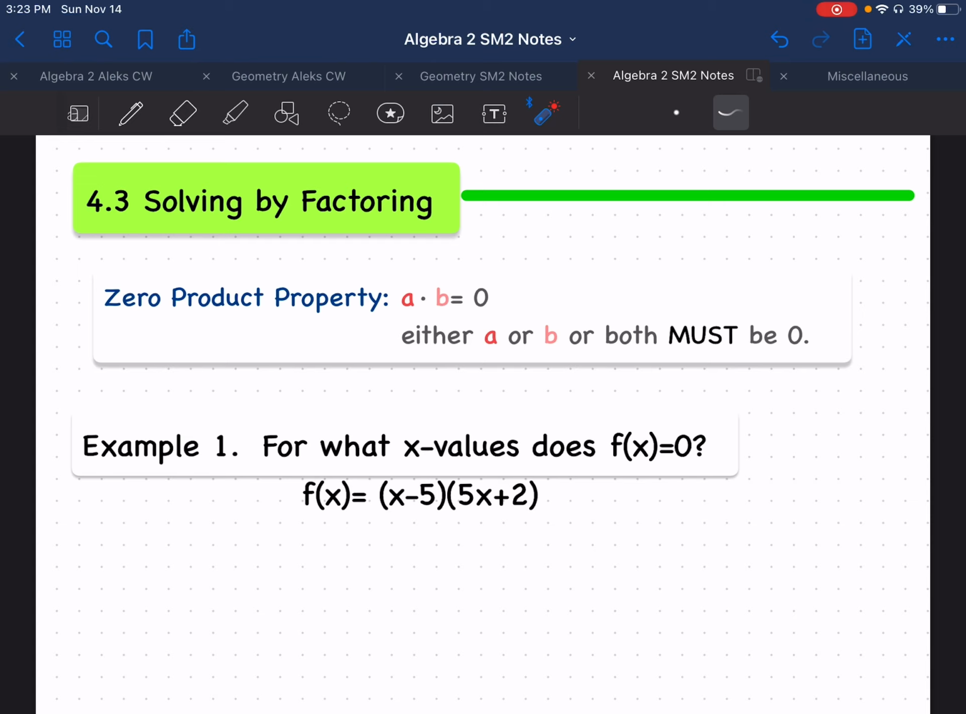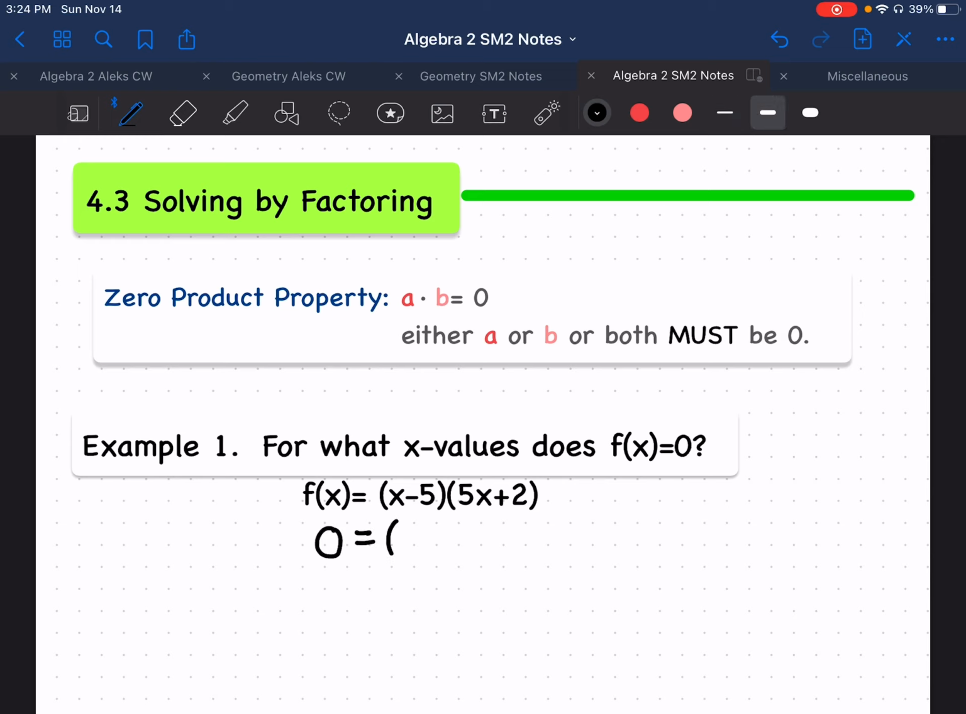Think about it. 5 times 0 is 0. 0 times 5 is 0. And of course, 0 times 0 is 0. Let's take a look at our first example. For what x values does f of x equal 0? I'm going to apply the zero product property to this by taking f of x and setting it equal to 0.